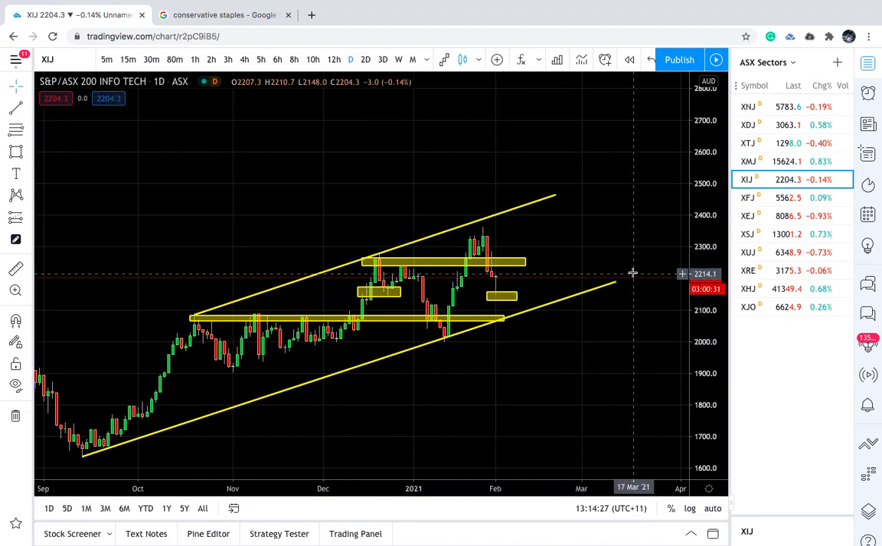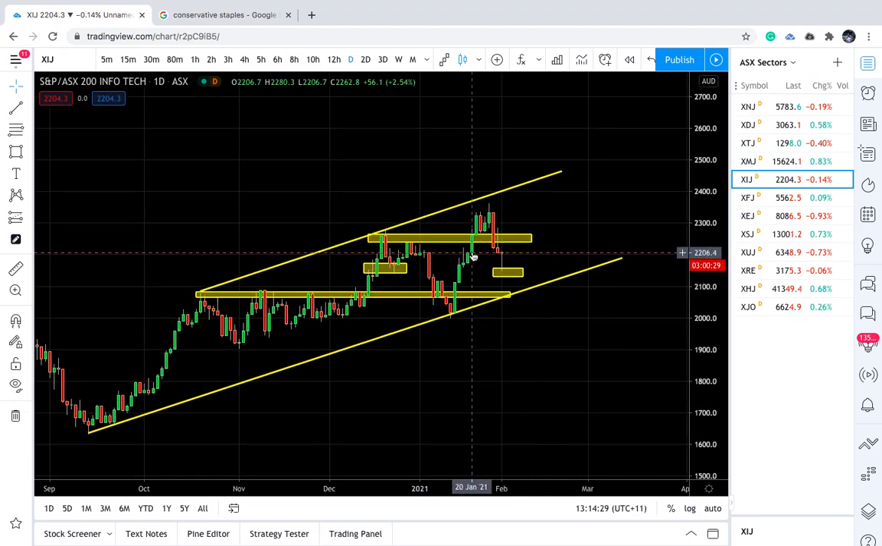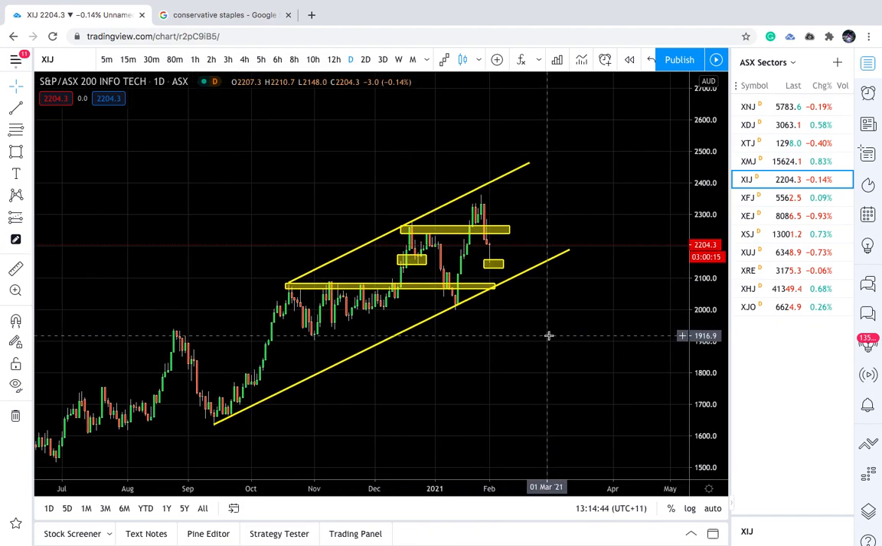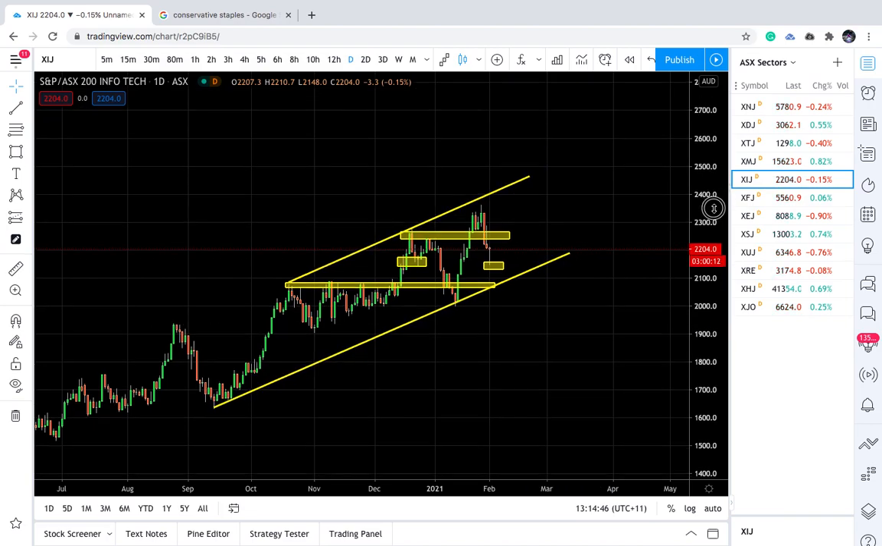So far this is the channel here. The other scenario, of course, is that price goes down to this lower boundary here. Well, we will see how it goes. There is nothing much really to say about this sector for the time being.